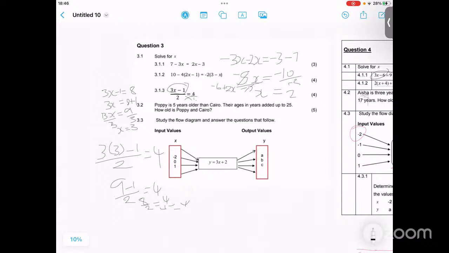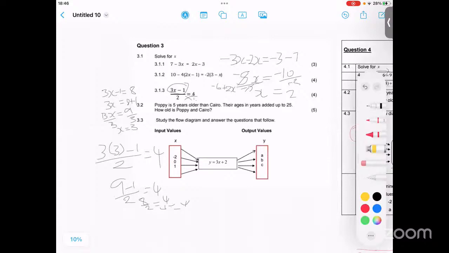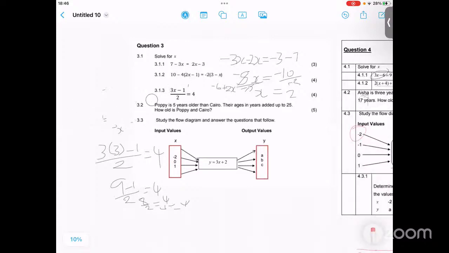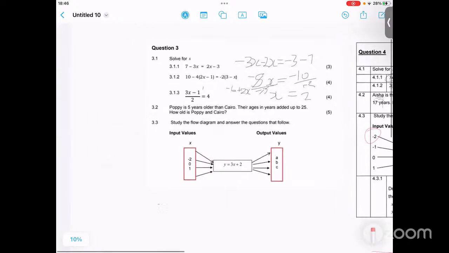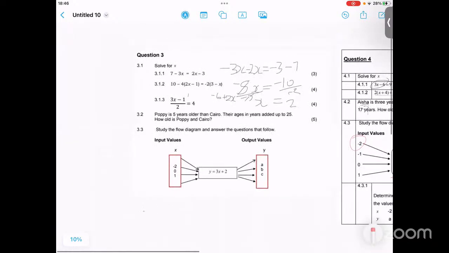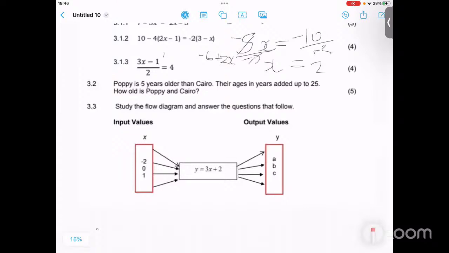Poppy is 5 years older than Cairo. Their ages in years added up to 25. How old is Poppy and how old is Cairo? Do you guys remember how I showed you to do this? Yes, ma'am. Okay, how are we going to do it, Nyaki?